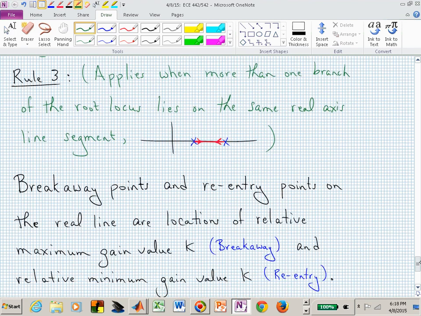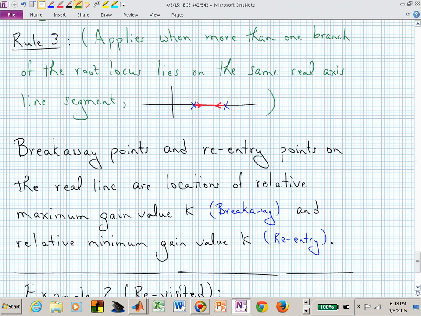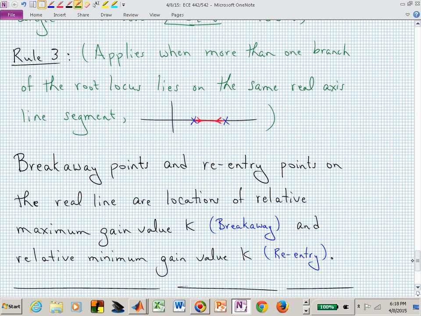Rule 3 is a little more interesting, and we will learn how to use that in a minute, but let me just state it because I may not be able to write it quick enough near the end of class. Here is rule number 3, and this applies when more than one branch of the root locus lies on the same real axis line segment. Is that too wordy, or is that making sense? You now have 2 poles, and they are joined by a real line segment, but there's actually 2 branches of the root locus on that one line segment.